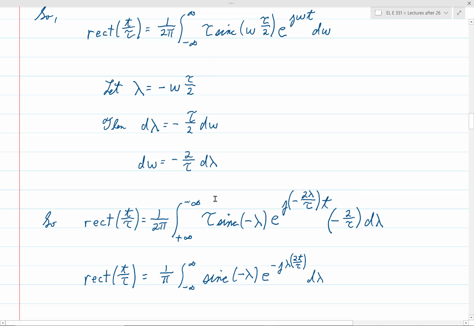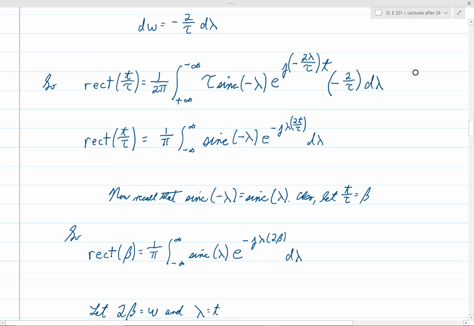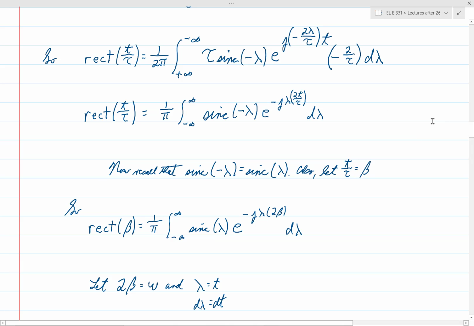Then we bring down the tau, and then omega tau over 2 is just negative lambda. So I have sinc of negative lambda here. And then e to the j omega t, well, since omega is equal to minus 2 lambda over tau, we can substitute that in there for omega. And then finally, d omega, we have found out, is minus 2 over tau d lambda. So I'll write that down for d omega. Okay. So now let's see what happens.